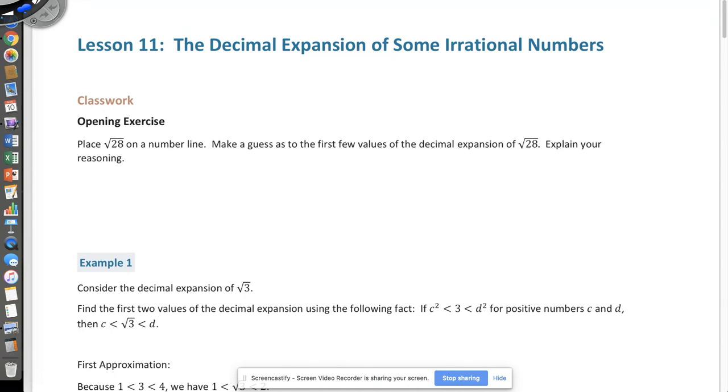If you were to place the square root of 28 on a number line, can you guess where it would be? Okay, so you can look at its decimal expansion and explain your reasoning that way. I'm just looking to see what your guess is because it does say make a guess. All right, so if you're wrong, it's okay. I want you to make a number line and place square root 28 on that number line. You can go ahead and pause the video if you need to.